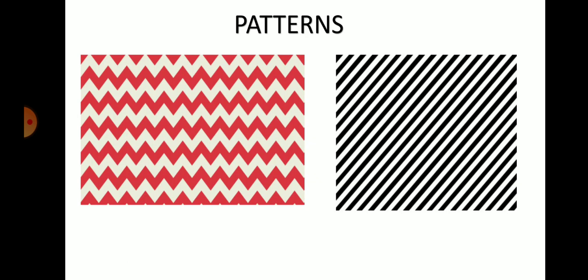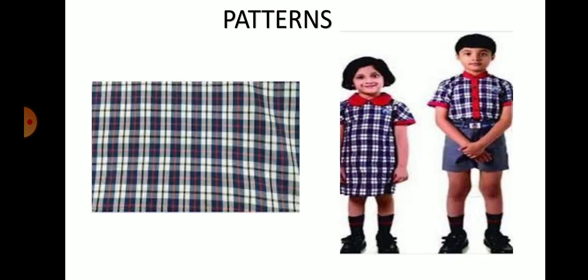Look here, two more patterns. First one is a pattern of white and red zigzag lines, whereas the second one is a pattern of black and white straight lines. Look here, the picture of your school uniform. Can you see a pattern here also? Yes, there is a pattern. Here you can see the pattern of blue, white and red stripes.